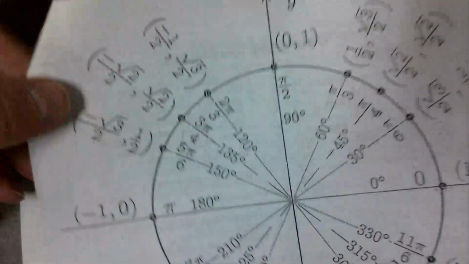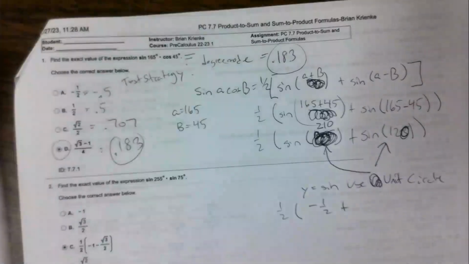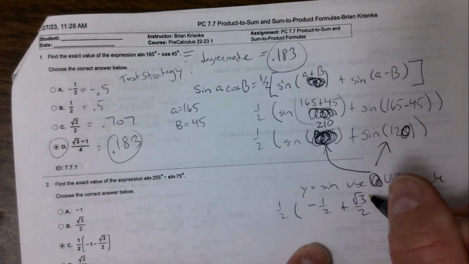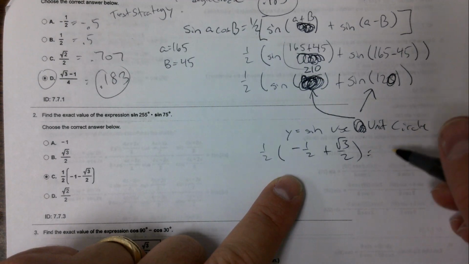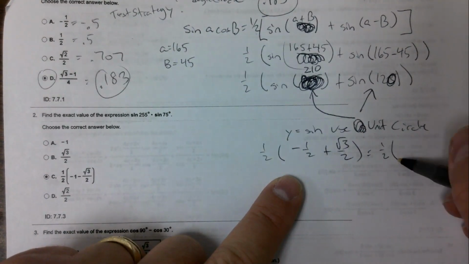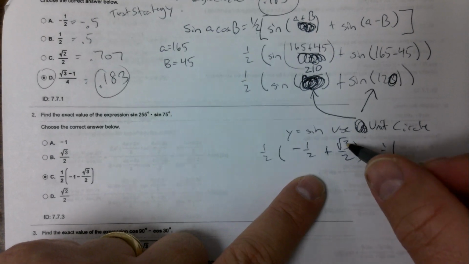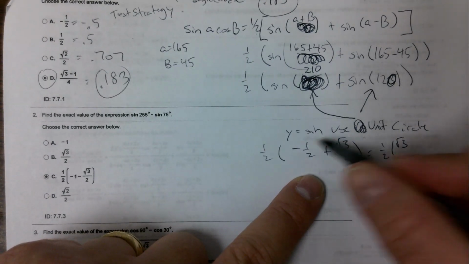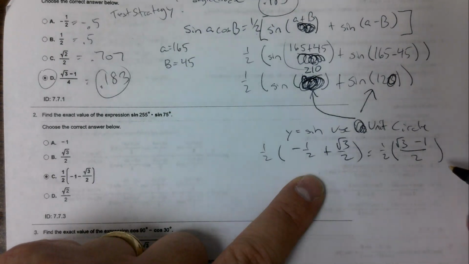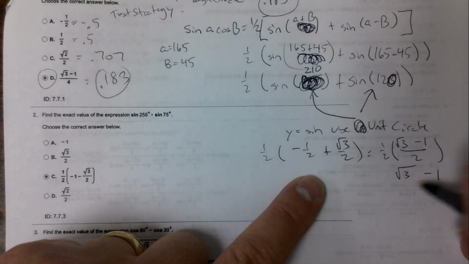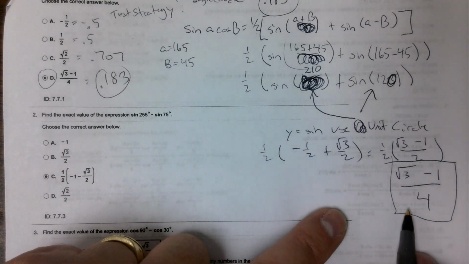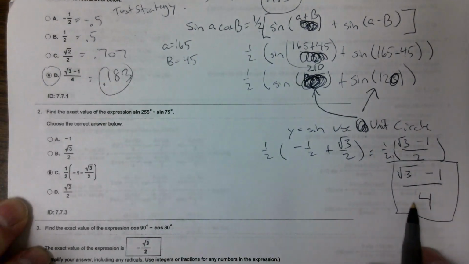And then sine of 120, so you go to 120 and there's square root of 3 over 2. So if we get a common denominator, this would be 1/2. And then let's go ahead and put the square root of 3 first, and then the minus 1, all that over 2. And then if you multiply straight across, you get square root of 3 minus 1 all over 2 times 2 is 4. So that is how you get your exact answer. So that's how you do that one.